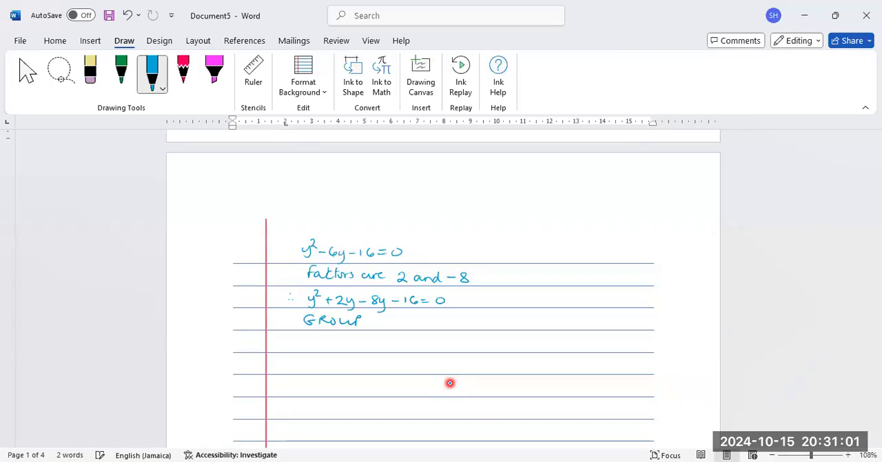I'm going to group into y squared plus 2y, minus, leaving the middle sign out every time. When I leave the middle sign out every time, what happens to the last sign? You change it. What sign is this? Positive. Okay, it changes to a positive. Good. What is common between y squared and 2y? Y. What is left? Y and 2. What is common between 8y and 16? 8. What is left? Y and 2. Plus 2. What is common here? Y plus 2.